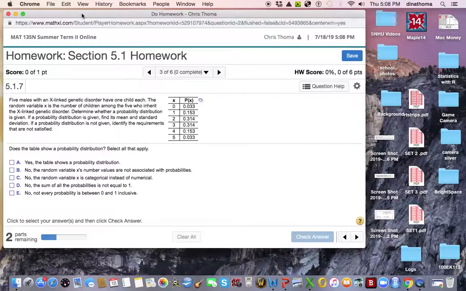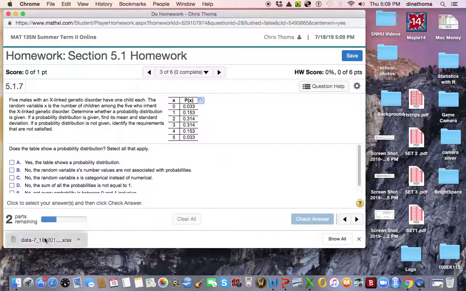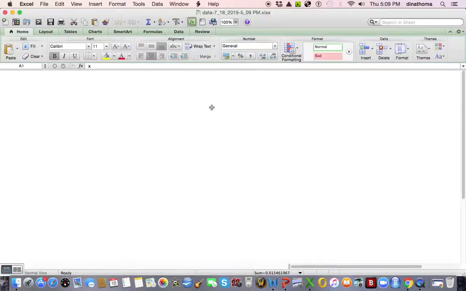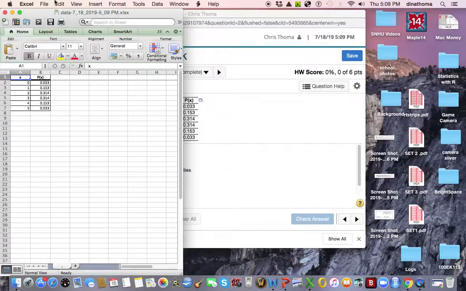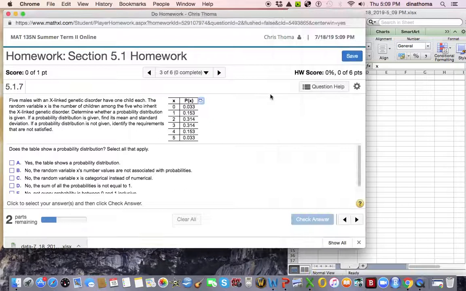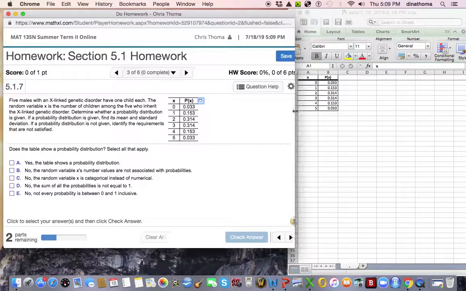All right, going to continue on now with some of the video into some of the homeworks. So here's how I would do section 5.1. So here is our probability distribution function. So then I can open it in Excel. Make it a little bit smaller because I don't need that big of Excel. I'll bring it over here. I'll make this guy a little bit smaller so we can see both.